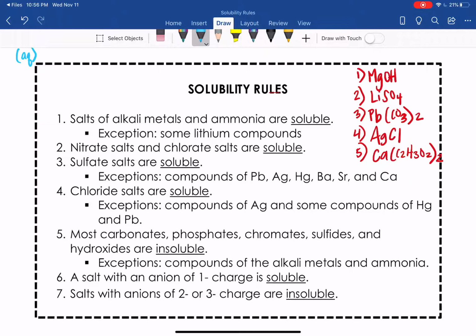Things that don't dissolve in water are referred to as a precipitate. That means it precipitates out of solution. It separates out and sometimes it may float to the top or it may sink to the bottom depending on the density of it, but it doesn't mix in the solution.